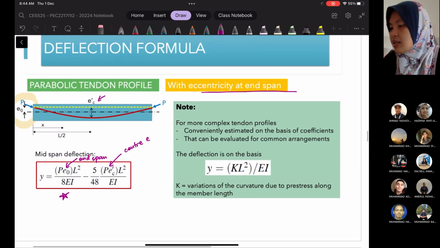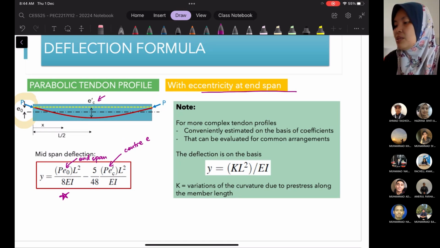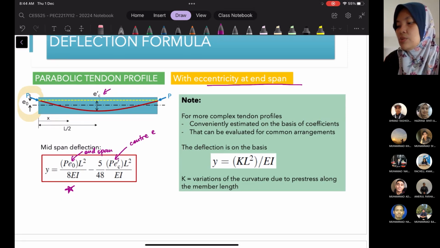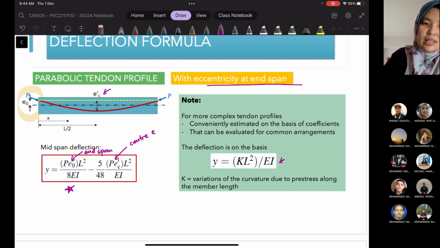Right, so for more complex tendon profiles, the deflection can be conveniently estimated on the basis of coefficients, and it can be evaluated for common arrangements, right? So the deflection is on the basis of y equals KL square, K over EI, whereas K is the variation of the curvature due to the pre-stress along the member length, right? So basically, yang ni adalah dia punya basis lah. Okay, kenapa kita guna PE naught L square over 8EI, right?